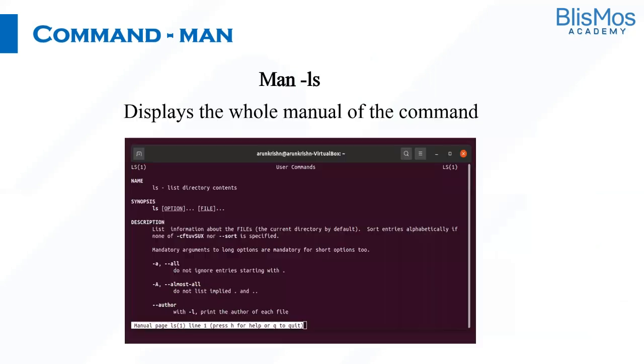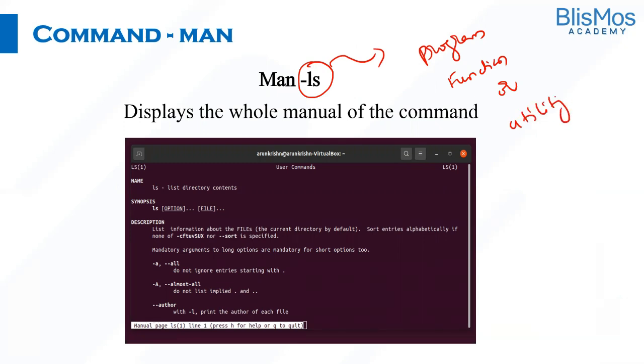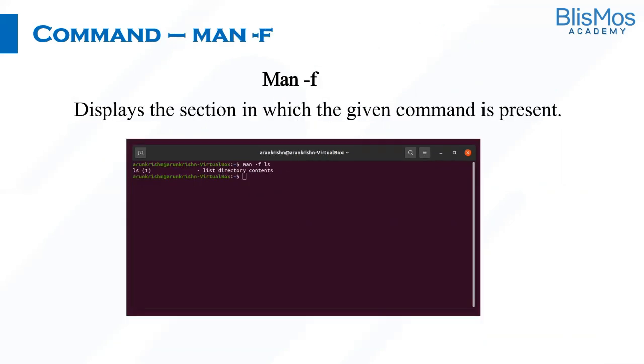Let us look at how it works. The man command takes an argument as either a program or function or any utility. It displays the manual page associated with this particular program or command or function or utility. You can see here we are trying to say man ls, and it is displaying all the information about the ls command.